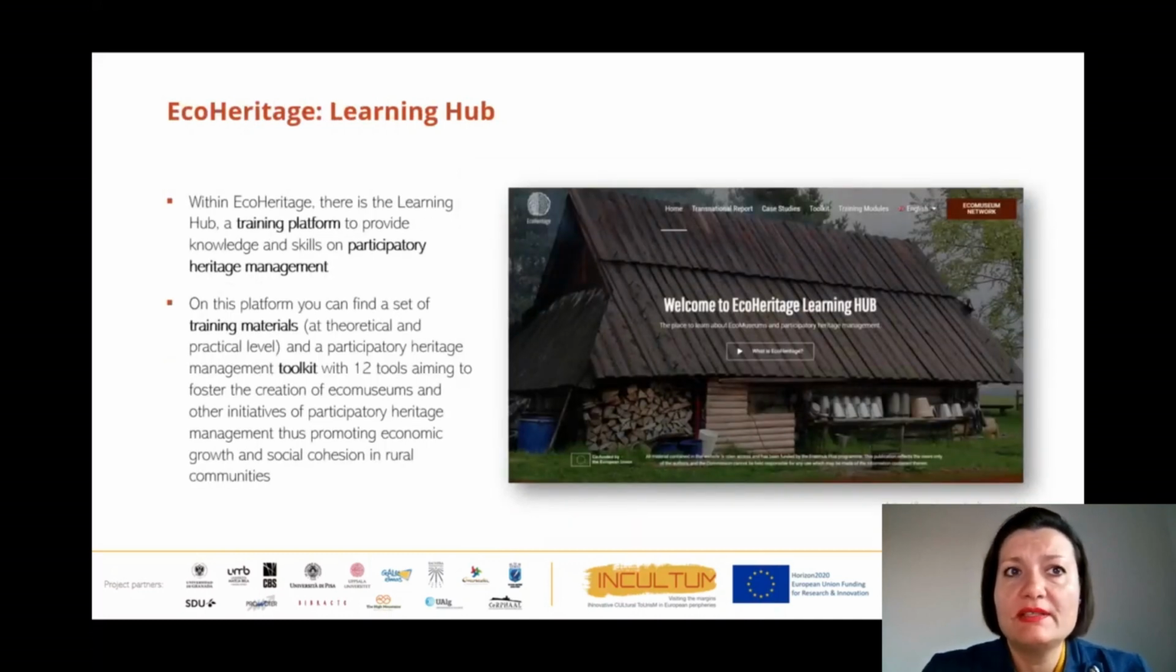With EcoHeritage, there is the Learning Hub, a training platform to provide knowledge and skills on participatory heritage management. On this platform, you can find a set of training materials at theoretical and practical level, and a participatory heritage management toolkit with 12 tools aiming to foster the creation of ecomuseums and other initiatives, thus promoting economic growth and social cohesion in rural communities.